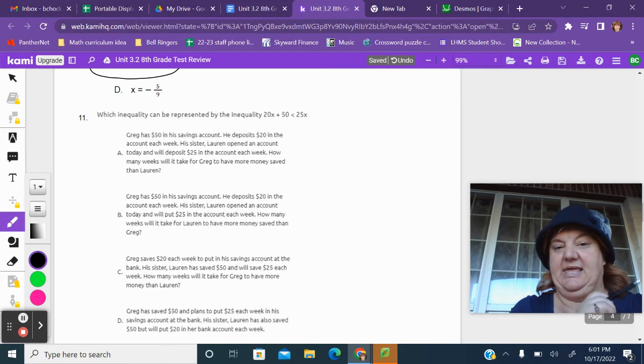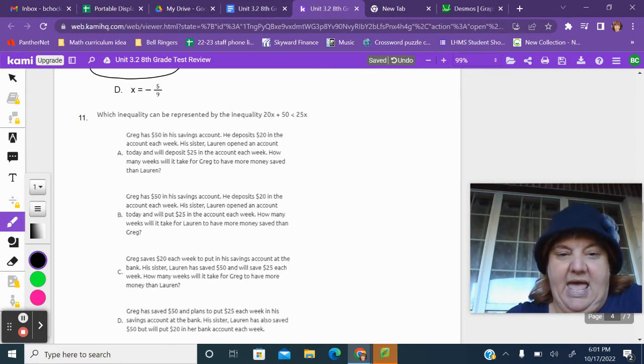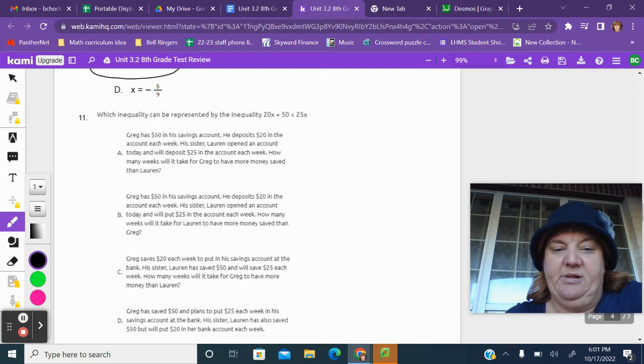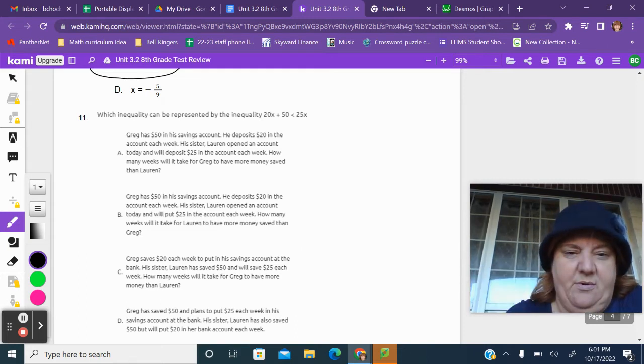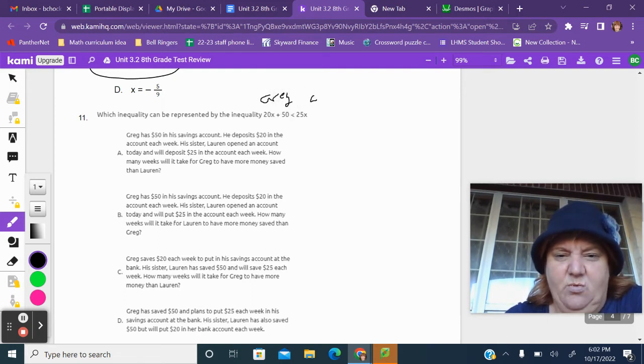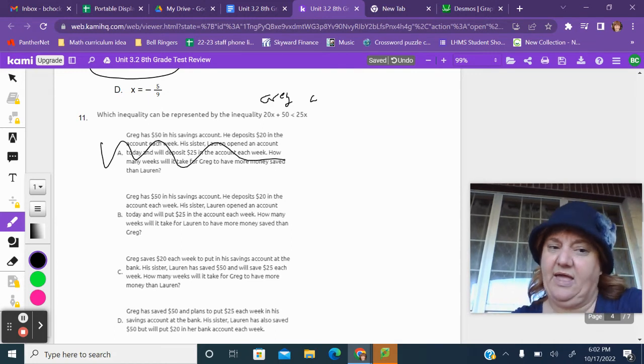Which inequality can be represented by this? Okay, so Greg had $50 in his savings. He deposits 20 each week. His sister Lauren opened up an account today and will deposit 25 in the account each week. How many weeks will it take for Greg to have more money saved than Lauren? Okay, that's a possibility. Well, no, for Greg to have more. So wait, this is Greg. This is Lauren in this case. Well, that says less than. So it's definitely not that one.